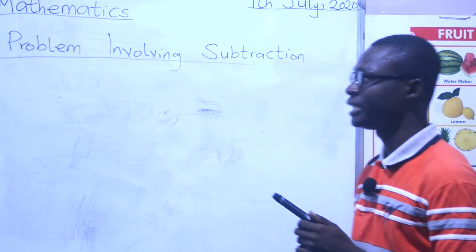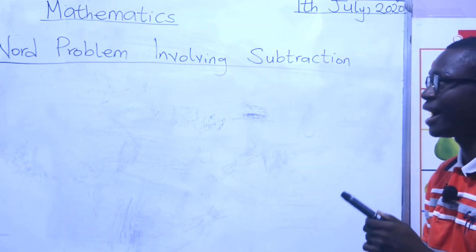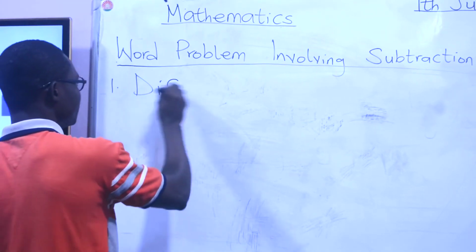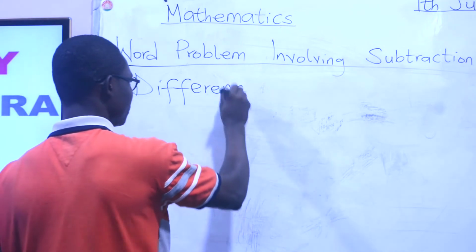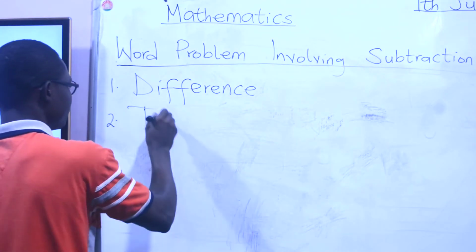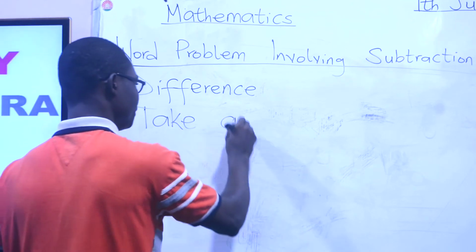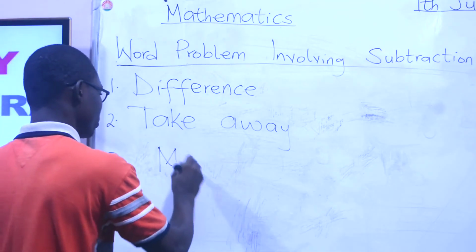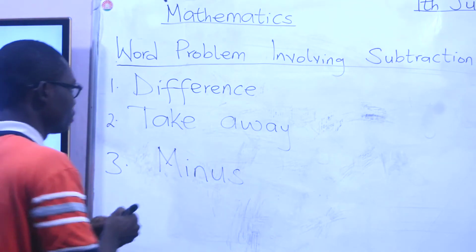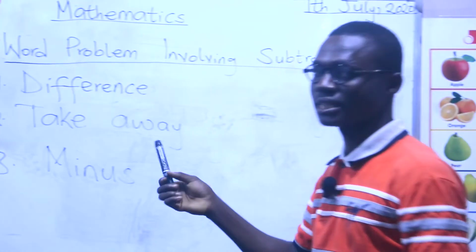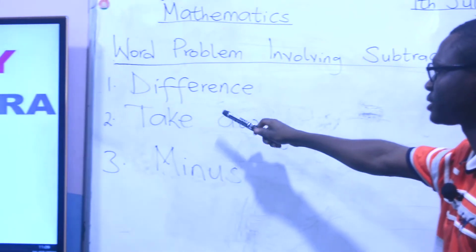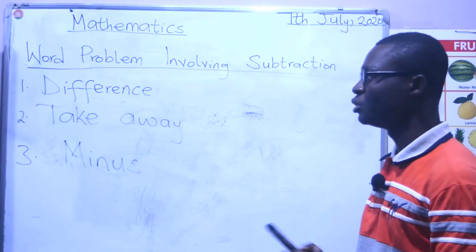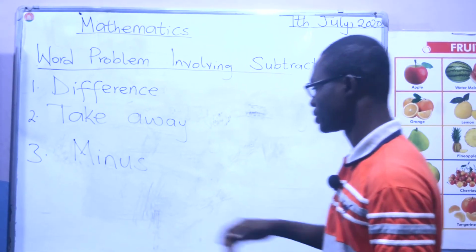Now, the key words that I'm talking about, they are 1. Difference. 2. Take away. 3. Minus. I believe everybody knows minus. Okay, so these are the key words that I'm talking about. Difference, take away, and then minus. So let's look at the following examples.